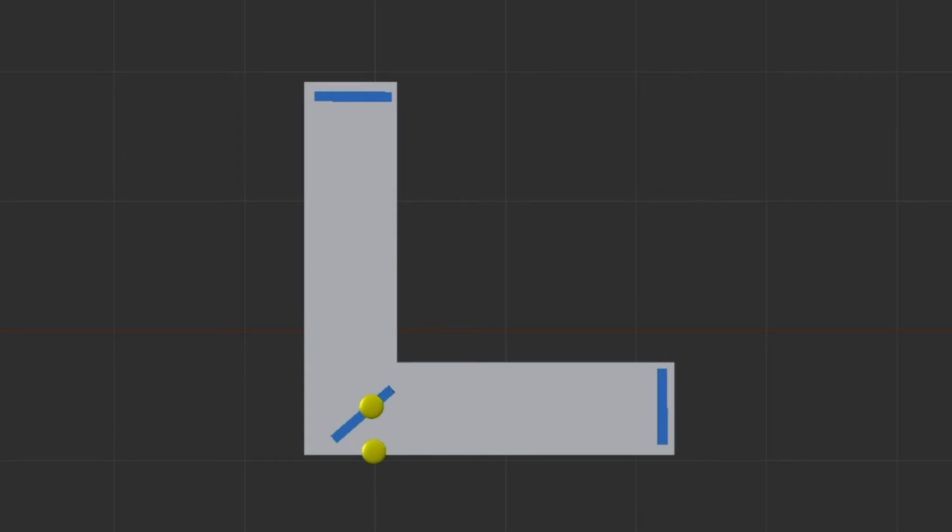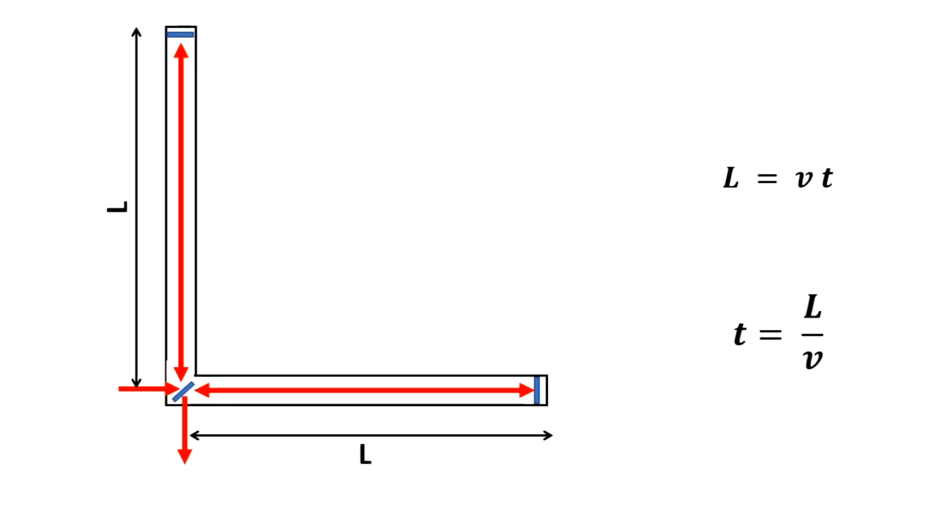The time that it takes for a photon to make a round trip is derived from these equations. L equals v times t. That means that t equals L over v. In this case, v is the speed of light.